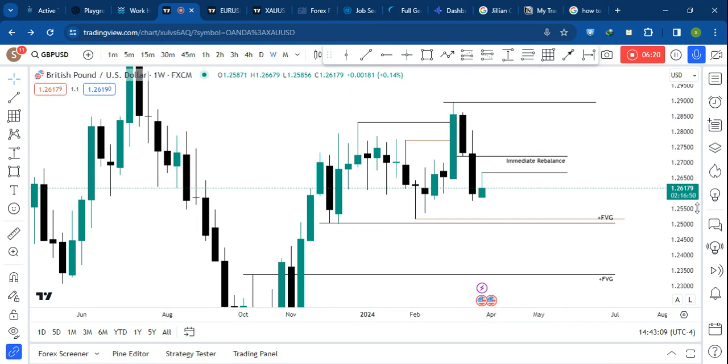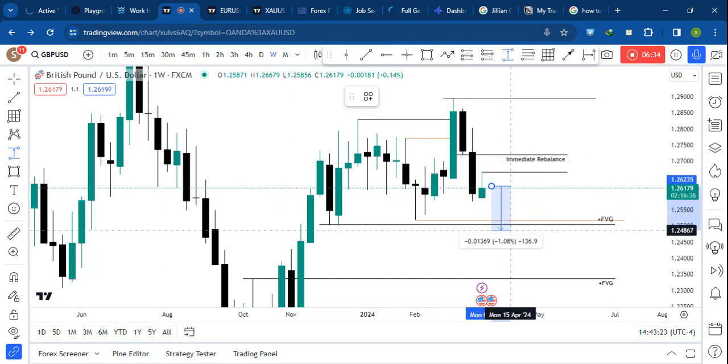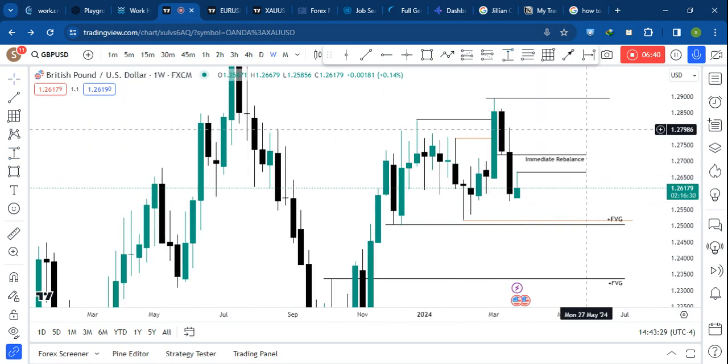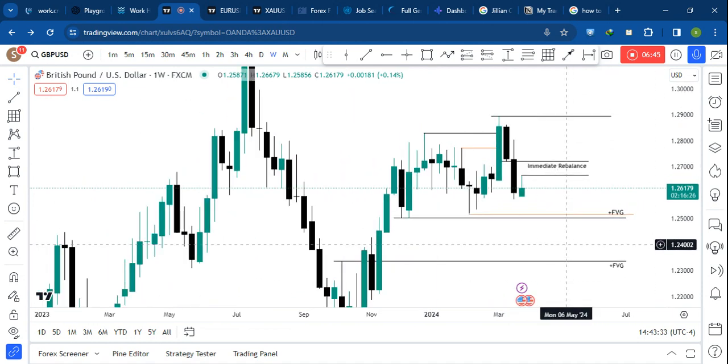So on a weekly perspective, we have said that next week we are anticipating fake buying, which will be a manipulation for buyers. Then we go for distribution to target the monthly objective. So that is how we'll be anticipating for the weekly.